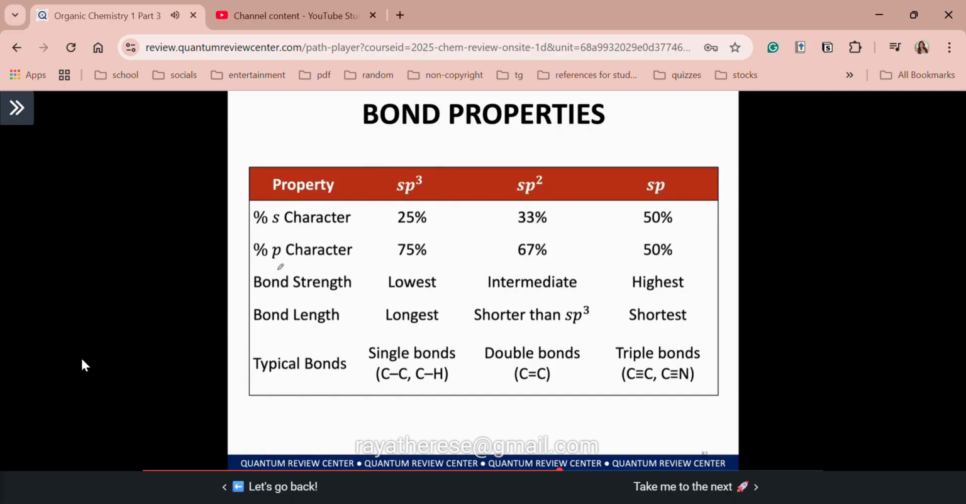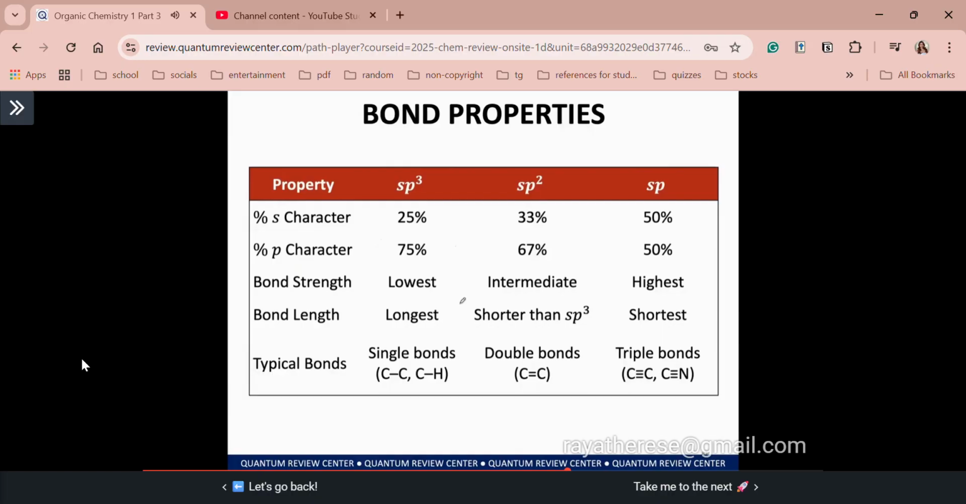Thirdly, for bond strength, the lowest or weakest is sp3 and the strongest or highest is sp. For bond length, the longest is sp3 and the shortest is sp. I hope, class, you can get a good grasp of our discussion on bond properties. It is very important in order to build your knowledge for our next topics, your stereochemistry and our numerous organic reactions. Class, again, typical bonds: sp3 single, sp2 double, and sp triple bonds.